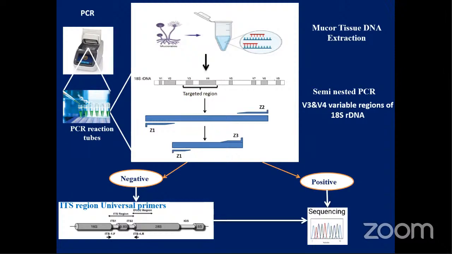Mucor DNA is extracted from tissue and is subjected to semi-nested PCR with V3 and V4 variable regions of 18S rDNA. The samples negative with semi-nested PCR were tested by PCR with ITS universal primers. Then all positive samples were sent for Sanger sequencing.